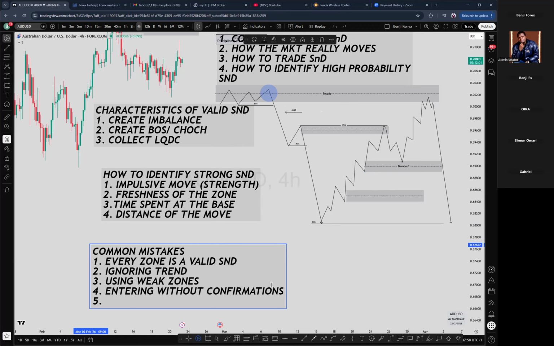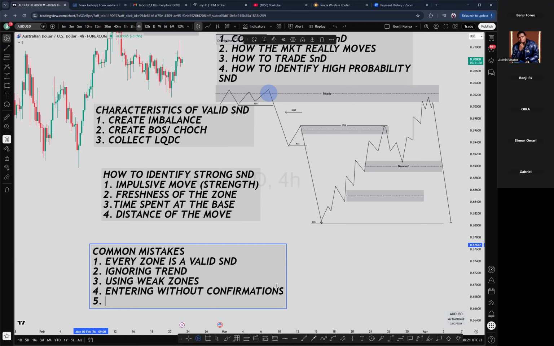Now, confirmation is a statement that I came up with last year. Don't react before the market does what? Reacts. Okay, so the market has to react first. Then you get in after the confirmation and place your stop loss, if you're buying, below the demand, if you're selling, above the supply. All right, so don't enter without confirmations.